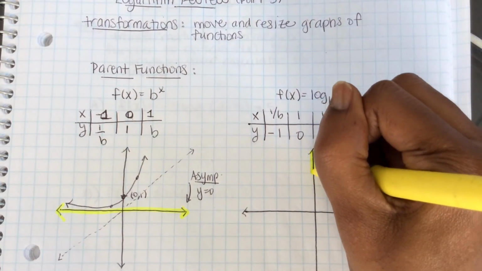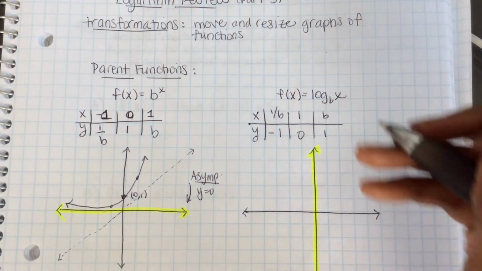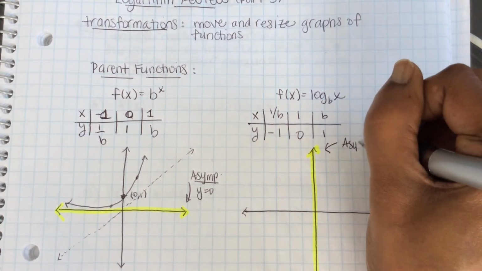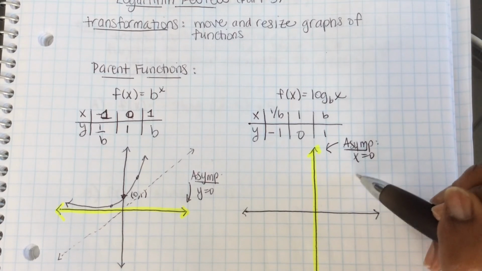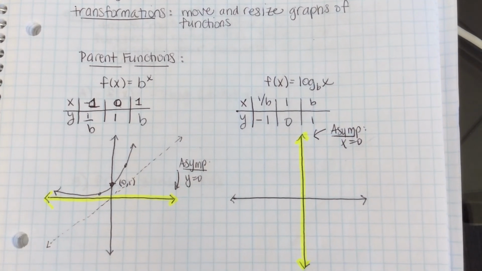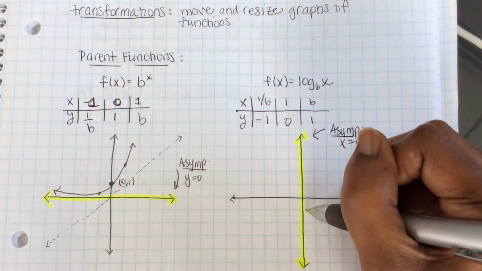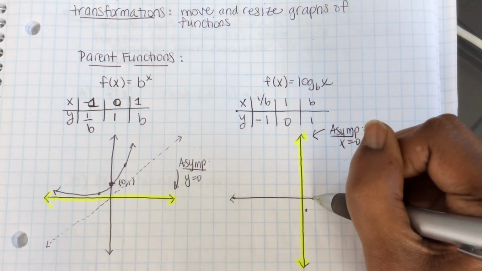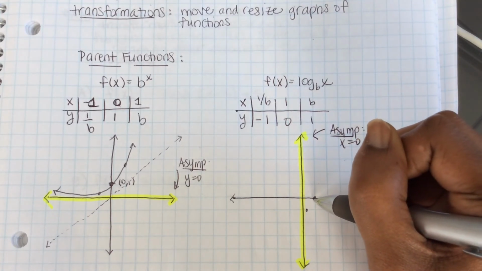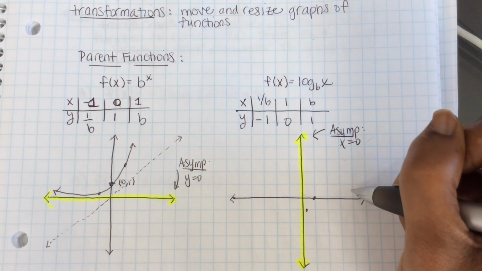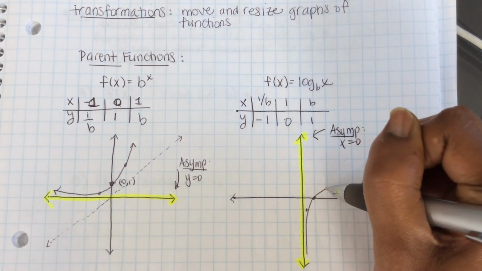So don't forget, whenever you have an exponential or logarithmic function, there is an asymptote. Asymptote here is x equals 0 because it reflected over this line, y equals x. So now if I plot these points, 1 over b, -1, 1, 0, b, 1, right? So now here we go.